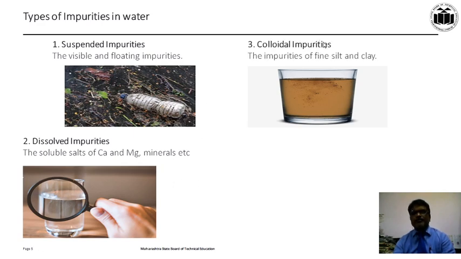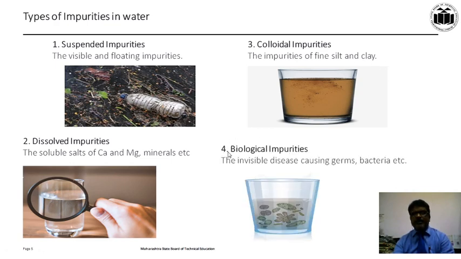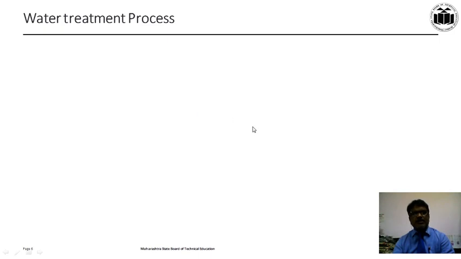Third is colloidal impurities. Colloidal impurities means the impurities are very fine and cannot be seen with our naked eyes. Those types of impurities are called colloidal impurities, such as fine silt and fine clay. And the fourth type of impurities is biological impurities. Biological impurities means the invisible disease-causing germs and bacteria which are available in water. Those impurities are called biological impurities.